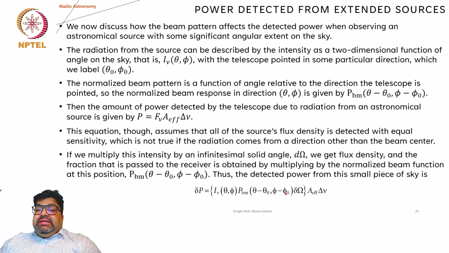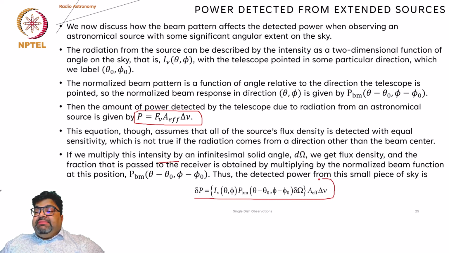So now we know that the power collected from a single source with a flux density of F nu, a bandwidth of delta nu, and an effective area of A effective is given by P. In addition to that, we know that the main beam has its own field of view, so when we calculate the power collected by the antenna, we convolve the intensity of the source with the beam pattern of the antenna. It's a convolution, and so delta P becomes this.